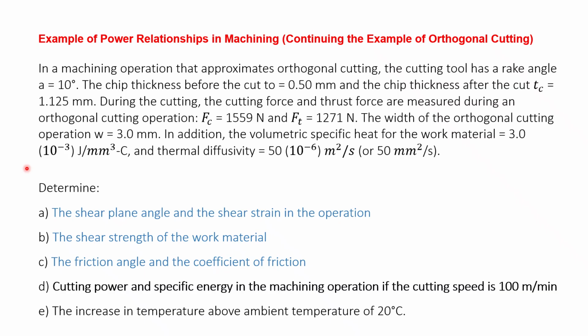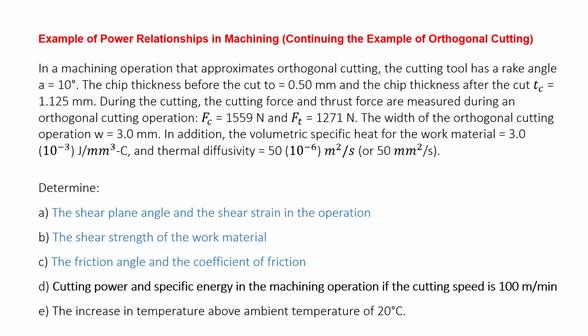Now, the specific heat and the work material properties are going to be for the next equation. However, you can see that by now we found the shear plane angle and shear strain in the operation. We found the shear strength of the work material, and we found the friction angle and the coefficient of friction. So today, in this question, we need to find the cutting power and the specific energy in the machining operation if the cutting speed is 100 meters per minute.